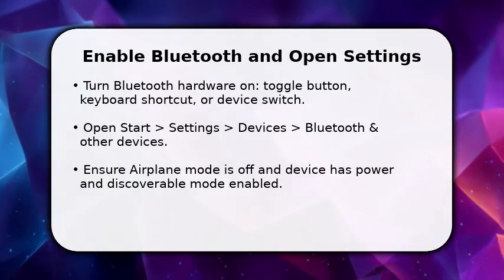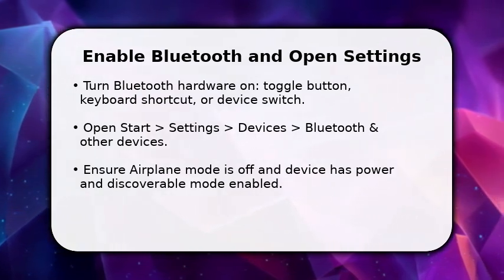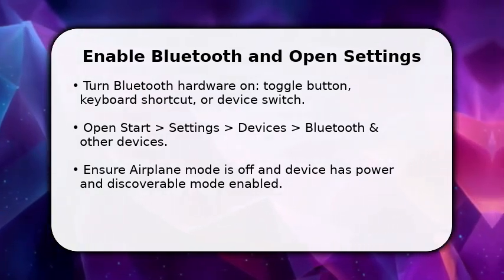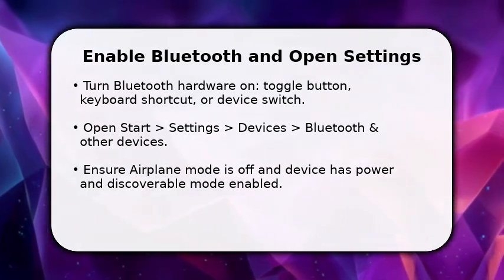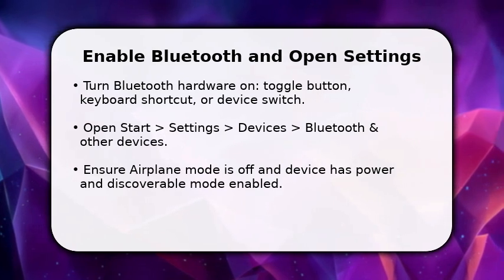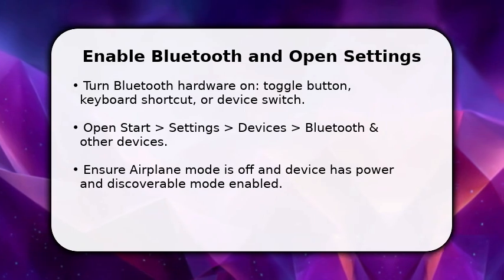You'll start by enabling the Bluetooth radio so Windows can see nearby devices. First, turn on the physical or keyboard Bluetooth switch on your laptop. This powers the adapter. Once done, open Start, go to Settings, then Devices and select Bluetooth and other devices. This is where pairing happens.